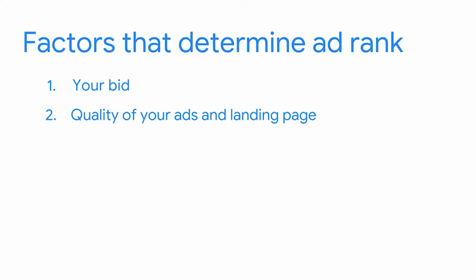The third factor that determines ad rank is ad extensions. This is the additional information you provide in the Google ad, such as a phone number or additional links to your website.